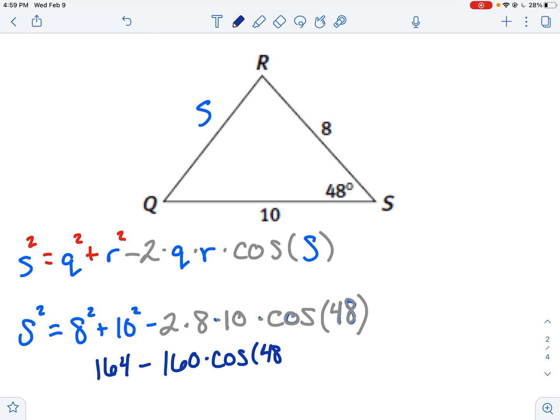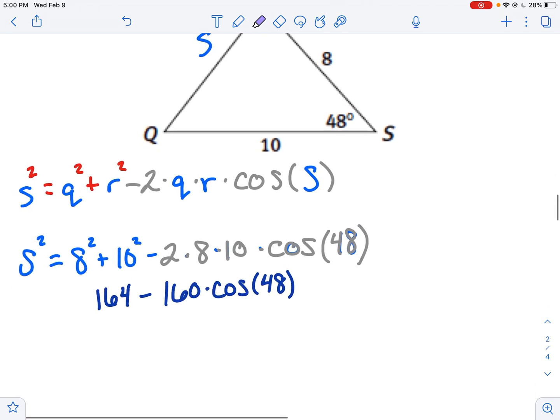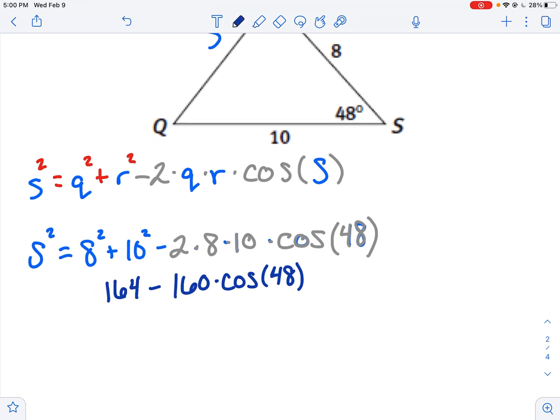And really, even at that first step, you could type this all into a calculator and it would tell you what the number is. You could have just done all of this in a calculator, but I like showing my work. So I would simplify this in a calculator. I'd get 164 minus 160 times the cosine of 48 is 107.1, or 107.06. And that is S squared.